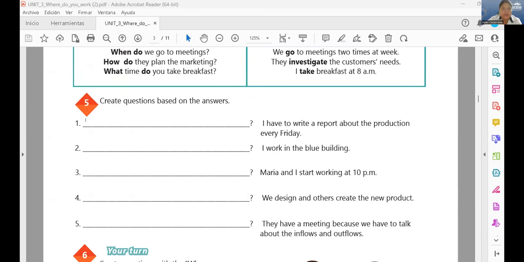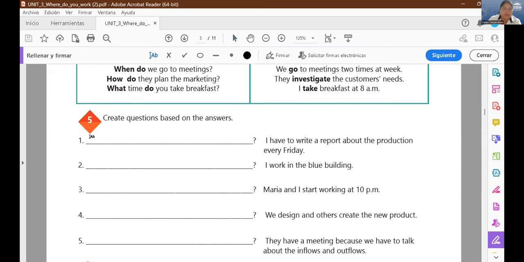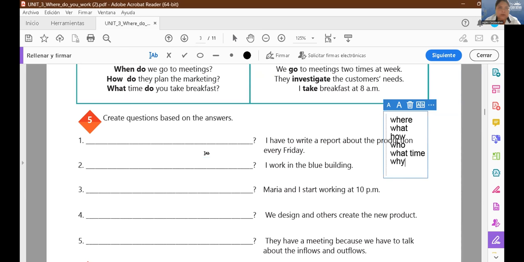Okay, so now look at this. Question number one. So what do you think? I have to write a report about the production every Friday. So which could be the question? Any idea? ¿Cuáles eran las double H que estudiamos? So do you remember? So when, where, what? How? Who? What time? Well, these are some of them. Why? Oh, yes, you're right. Why?